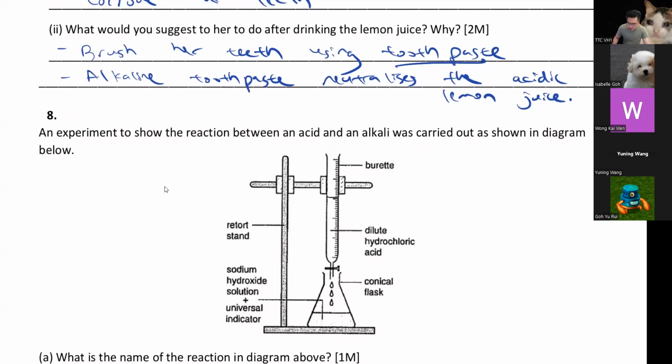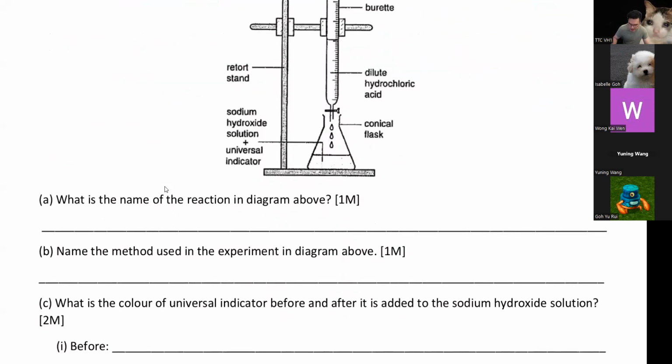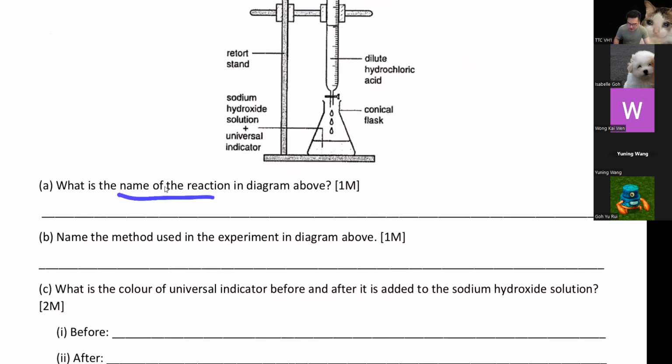Right, guys, what is this thing called? The reaction is called neutralization. What about this experiment? Do you remember this? The dripping one. The name of the reaction is what we call neutralization. That's the reaction's name.